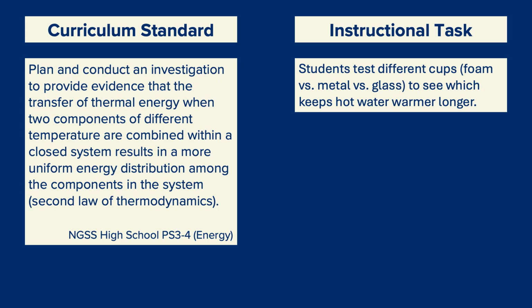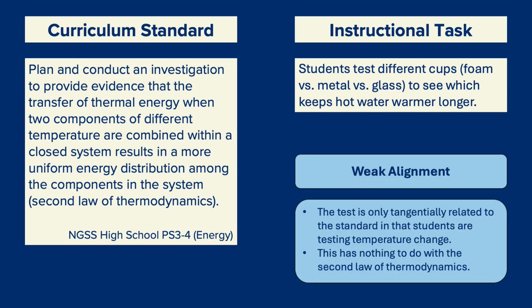And think about those five areas that we would expect to see in a highly aligned task or a strongly aligned task. And really, it's obvious that we're missing a lot. So I would call this weak alignment. The reason why I call it weak alignment is that the test is only tangentially related to the standard in that students are just testing temperature change. This doesn't really have anything to do with the second law of thermodynamics as it's explained in the standard.